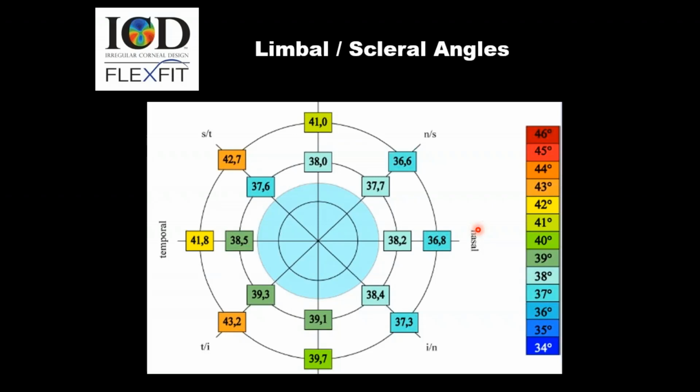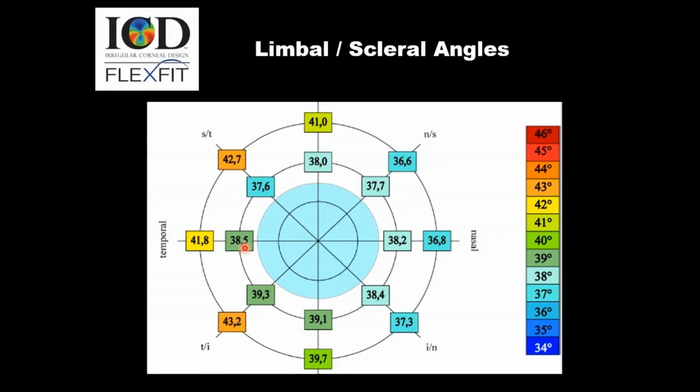Now, when we look at studies that have assessed the toricity and asymmetry of the eye well out on the sclera, so ignoring the cornea and looking at scleral angle and elevation beyond the limbus, what we find is the closer we are to the limbus, the more symmetric the eye shape is.